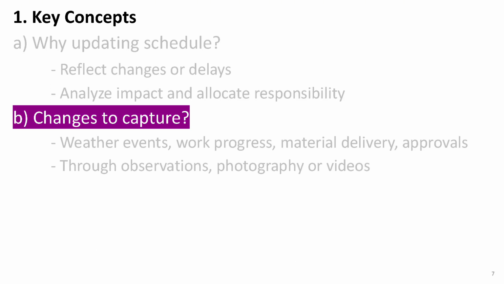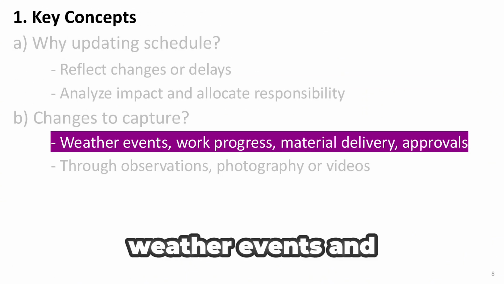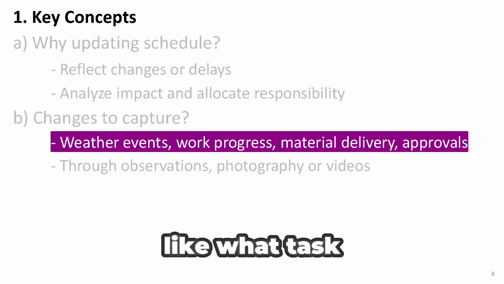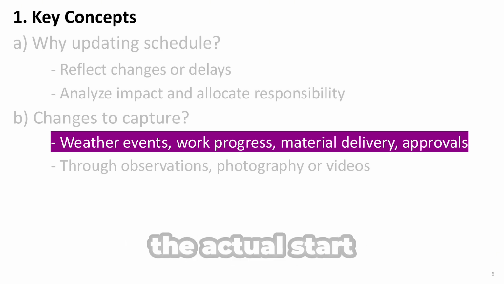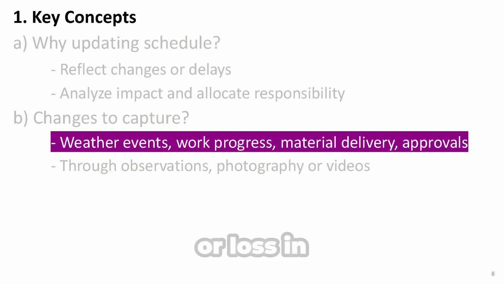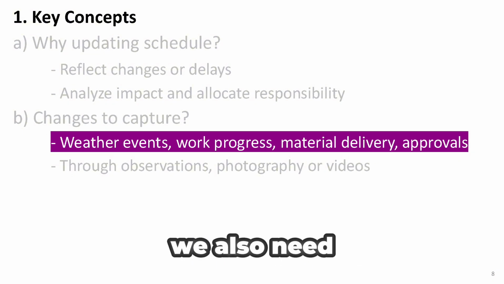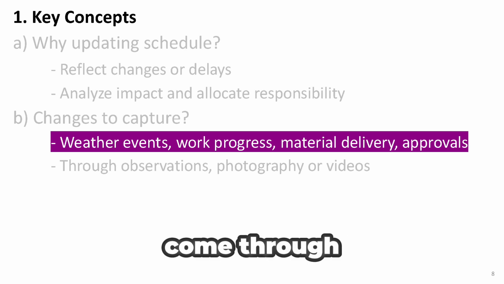When we're updating the schedule, there are some key things we need to track. For example, major weather events and daily work progress, like what task and how much work was completed each day. These details help us figure out the actual start and end dates, the duration of tasks, and if there's any delay or loss in productivity. We also need to make sure we're recording the dates when materials are delivered and when approvals come through.